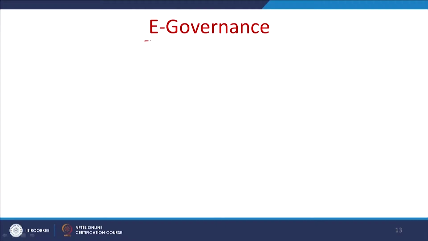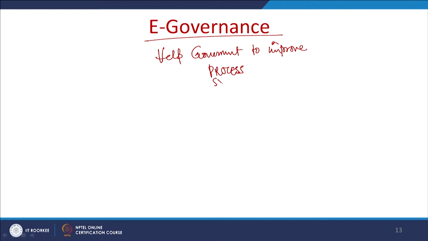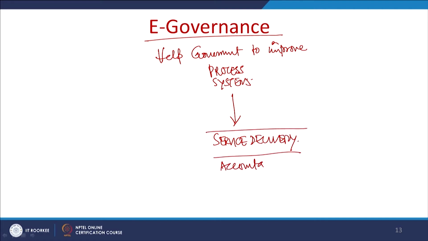Now, in this context, I would like to mention the essence of e-governance, you might have heard this terminology. E-governance basically came as the essence to help government to improve the process and systems both, so that it can improve the service delivery, and better accountability and also transparency.